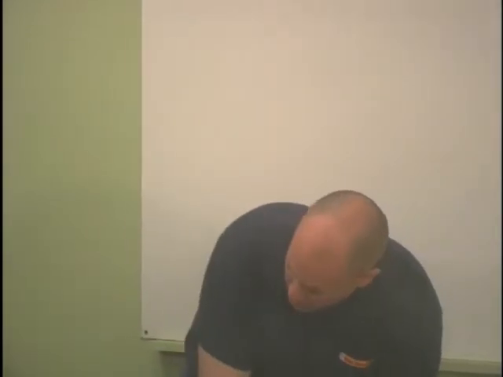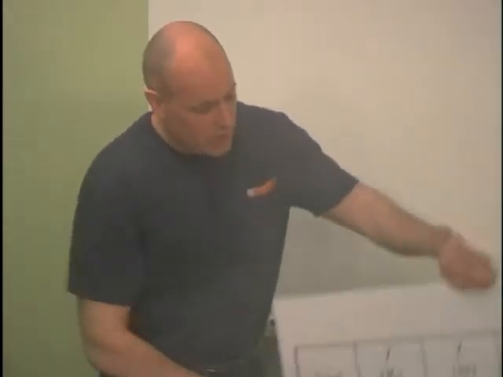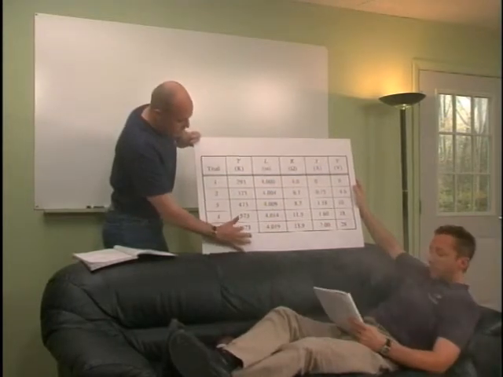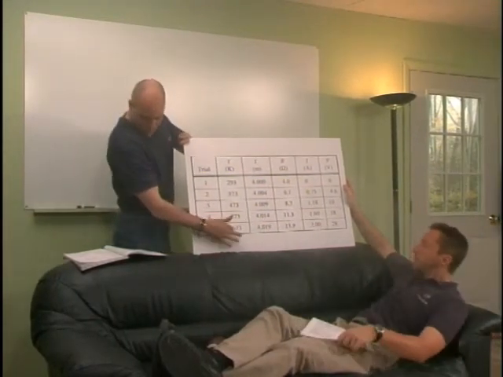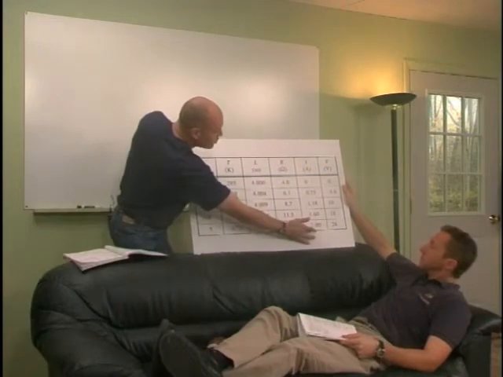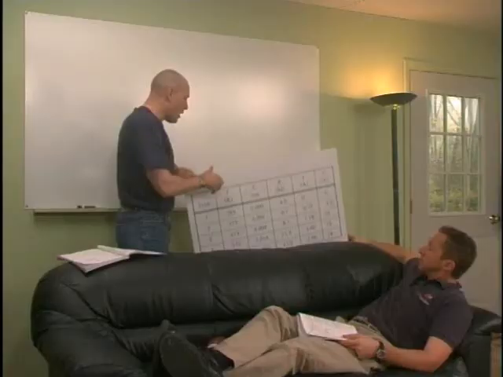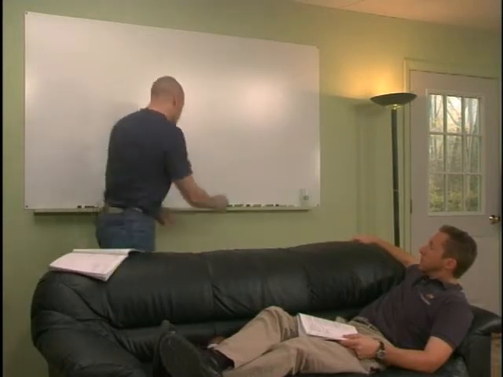Okay. Question 44. What is the electrical power through the wire when T is 673 Kelvin? All right, at 673 Kelvin, if we take a look at table 1 here, we go down T and we see that at 673 Kelvin, I is 2 and V is 28. And that's the formula that we're going to use. Power equals IV. It's the formula you need to know.